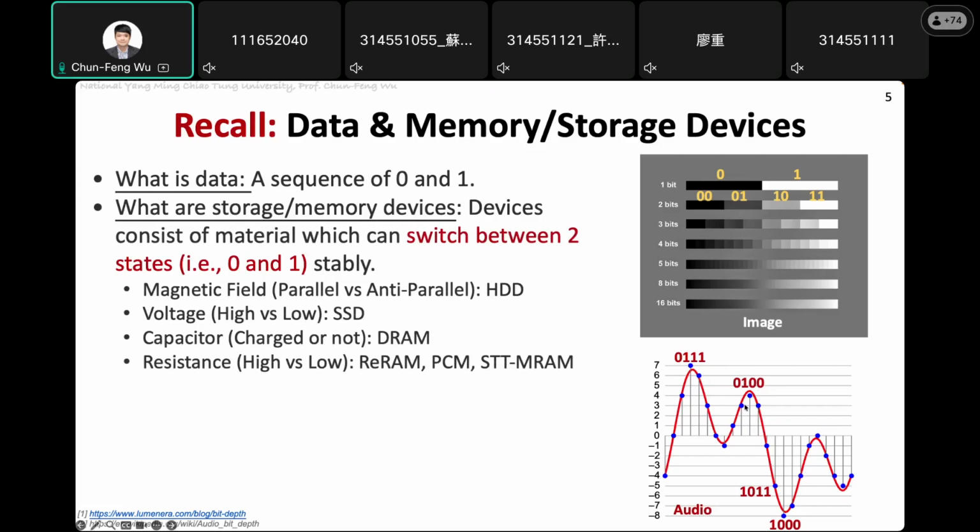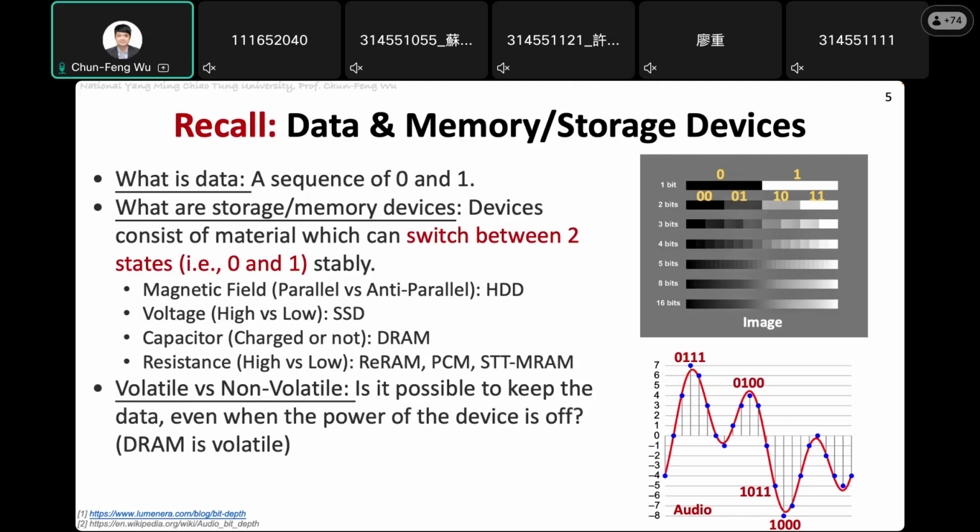And because data is only about 0 and 1, when you are talking about a storage and memory device, what they only need is a material that can switch between 2 states, 1 and 0, stably. So all storage and memory devices follow this law. Just like a hard disk drive, we have magnetic fields switching between parallel and anti-parallel. SSD cells are high voltage and low voltage, and in DRAM, there are capacitor charges or not. So usually they are binary, just like 1 and 0, 2 different states.